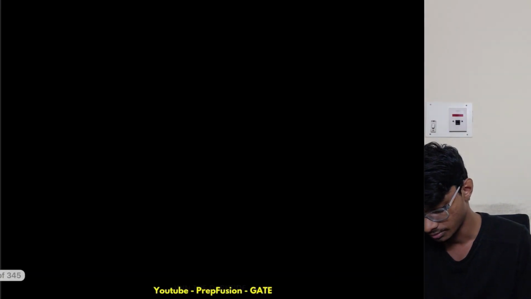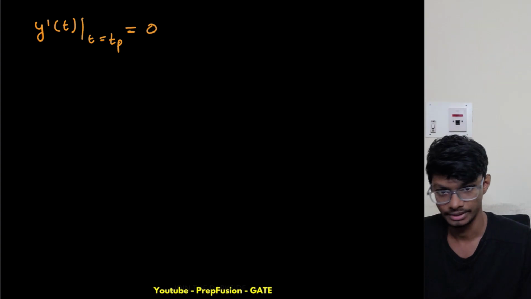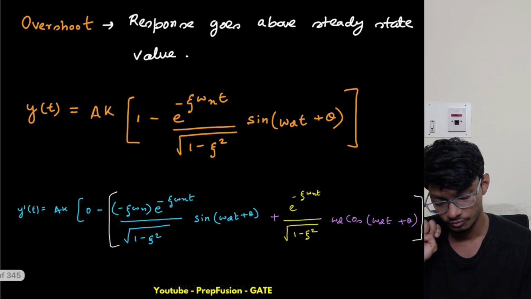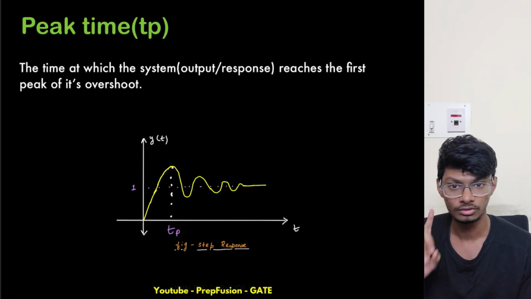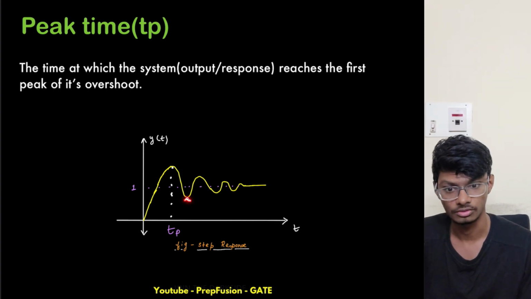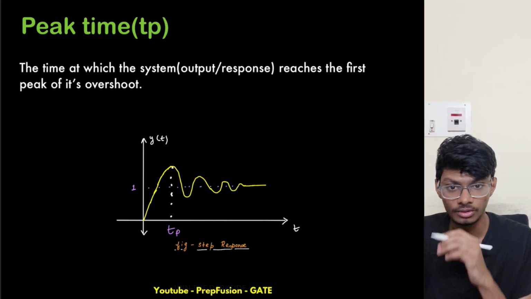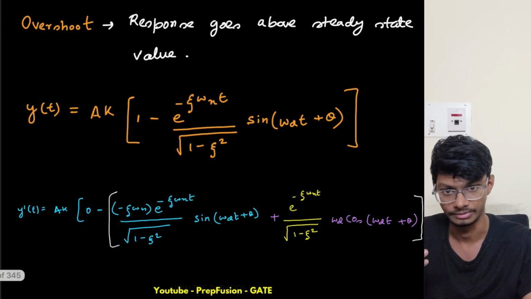So my y dash of t at tp will be equal to 0 because it will reach the maximum peak, right? But we have to note one more thing: this y dash of t will be equal to 0 here also, so it will be 0 multiple times. So we have to eliminate a few solutions. Let's see how we will eliminate them.